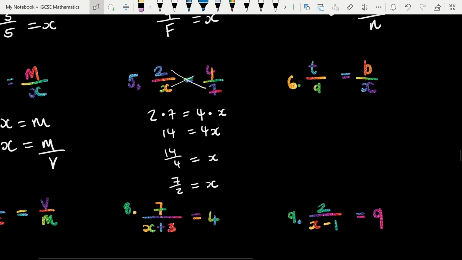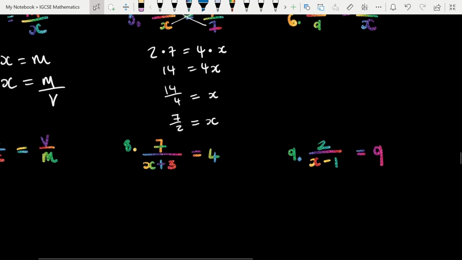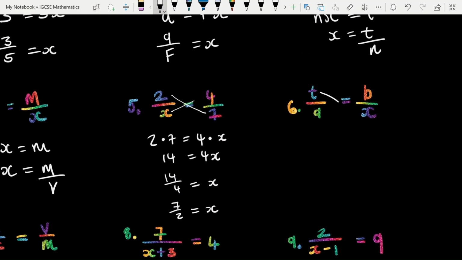I go to number 6. T over a is equal to b over x. How do I break it, or how do I destroy the fractions? I cross multiply. So I'm going to cross multiply like this.